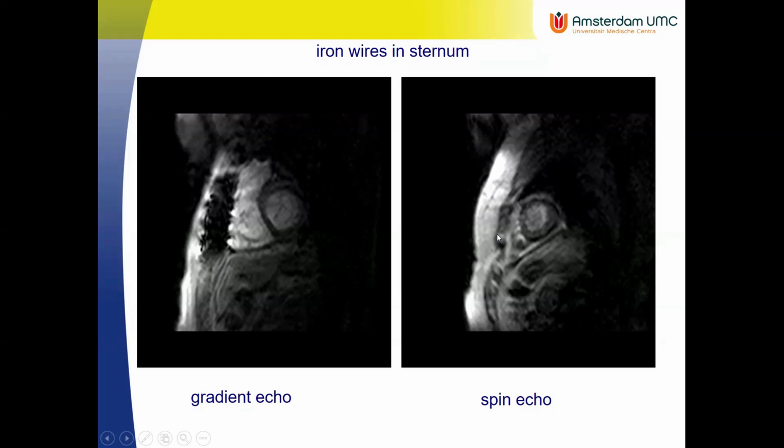It nicely shows the signal in the chest as well. By the way, this is the heart. So you can see the blood is a bit bright in the ventricle, and then the muscle of the heart, the left ventricle wall, is kind of darker.